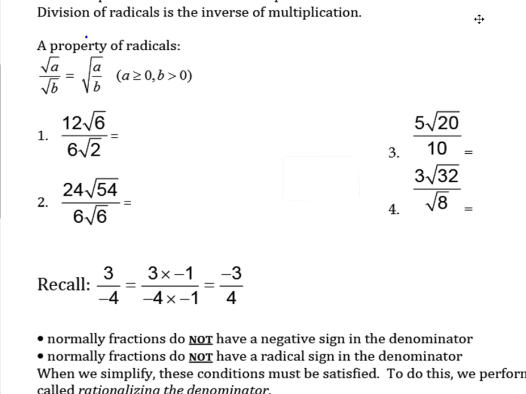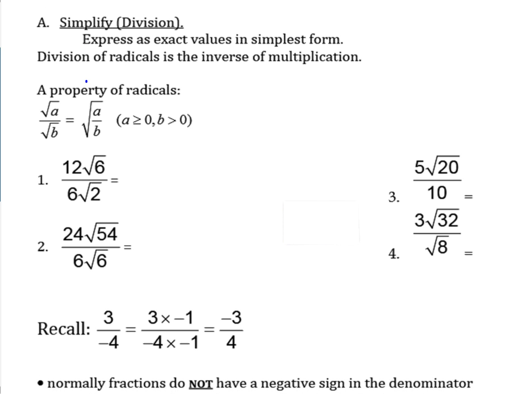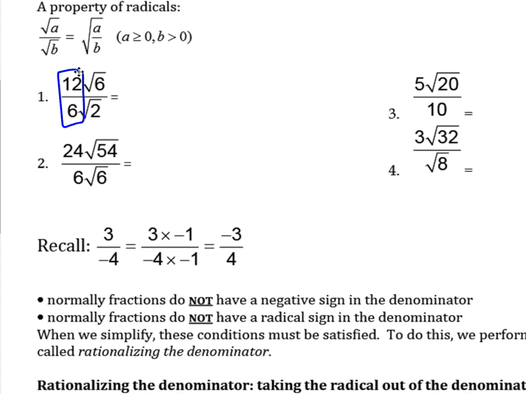Okay. So, expressed as an exact value in simplest form. In the same way, when we multiply radicals, coefficients with coefficients, radicals with radicals, they have to have the same index. We could do the same with division, right? So here, number 1, I can divide 12 and 6, or 6 divided by 12, which is 2. And then I could divide root 6 divided by root 2 equals root 3. Beautiful. But sometimes it's that simple.